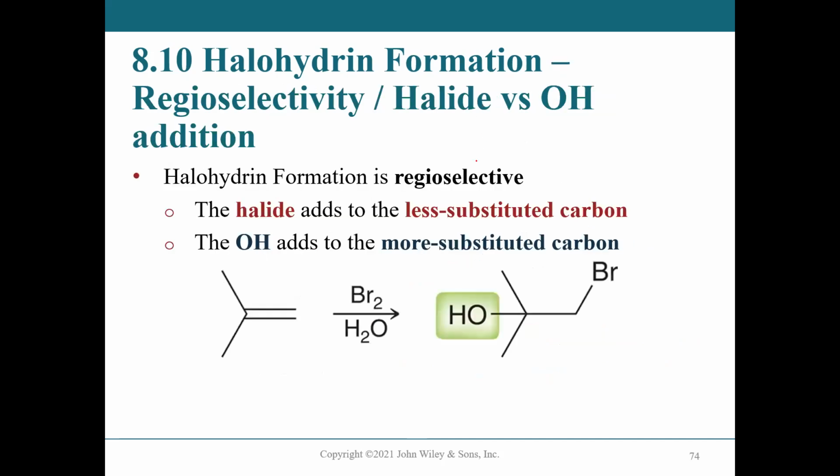The interesting thing is that halohydrin formation is regioselective. So that means the halide adds to the less substituted carbon. In this case, the less substituted carbon would be on this side, and we can see that the halogen reacts right there. Now, if this were chlorine, it'd be the same thing, but this would be chlorine right here.